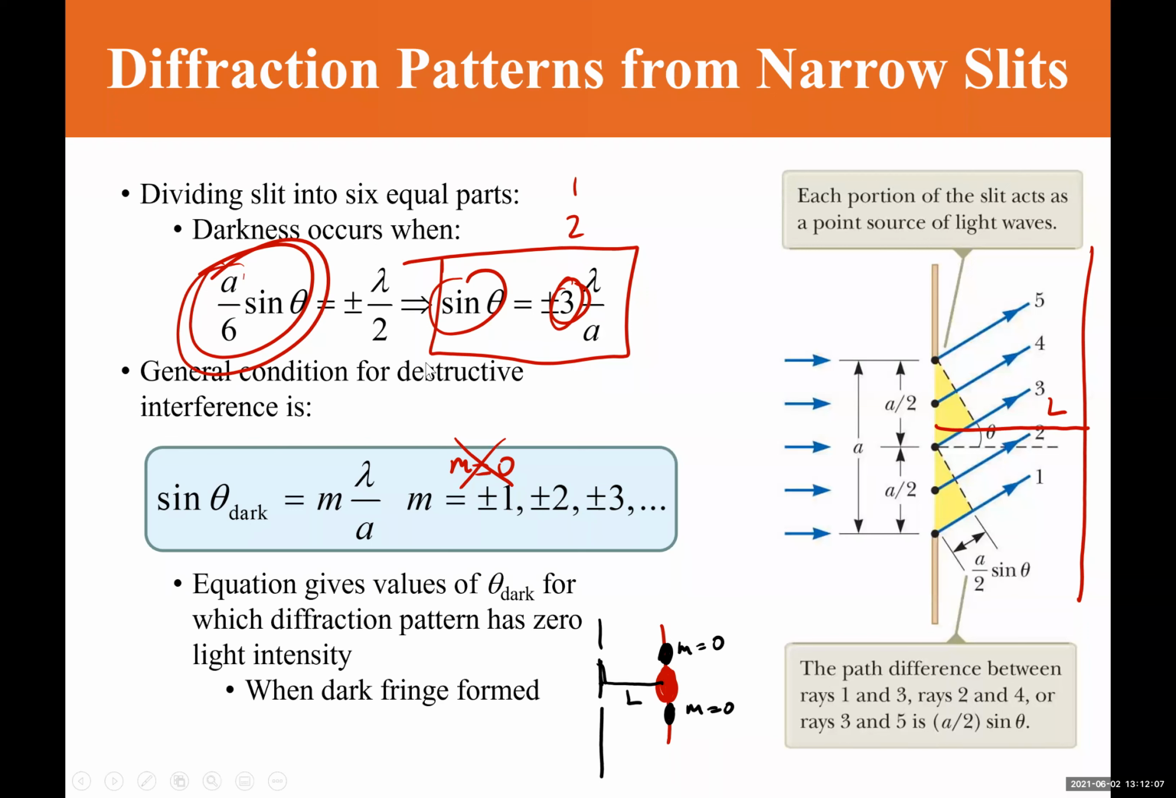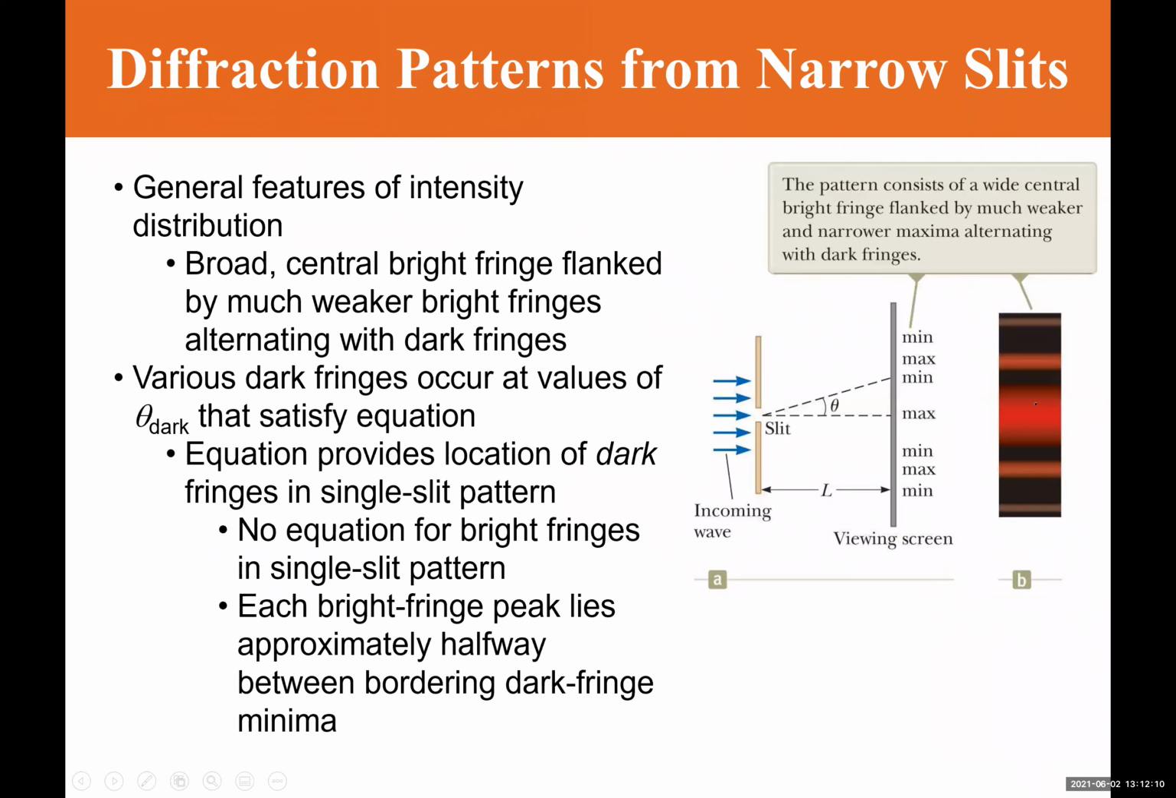So when we see the graph, we will see that you basically have the central bright, and then this dark is your first minimum, m equals +1, and this one is m equals -1. Then this is +2, and this is -2, and so on and so forth. That means the central bright acts like a reference position.